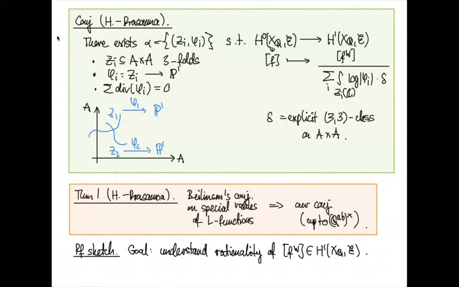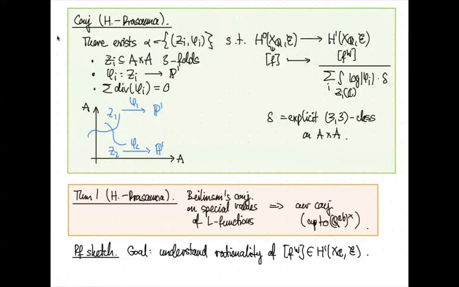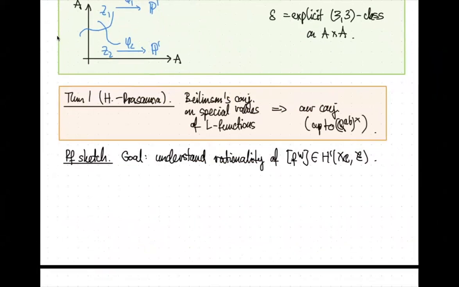Okay, so that's sort of the goal. Sorry, so it's not rational a priori, and then we want to understand its rationality. Okay, so here's what you can definitely think about. We have this class over here, and you can think about pairing it using Serre duality.